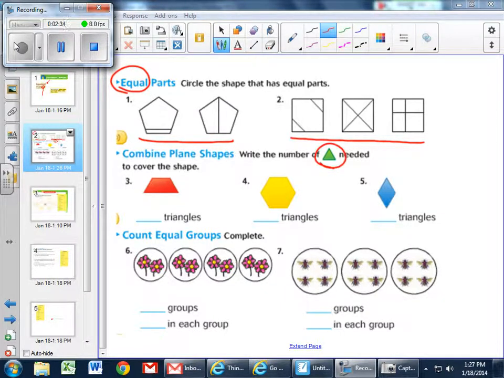Okay? So how many triangles would be in this shape? So number 3, how many triangles? Number 4, how many triangles? And number 5, how many triangles? Go ahead and draw those in or figure those out. Write the numbers on the line in front of the word triangles, please.